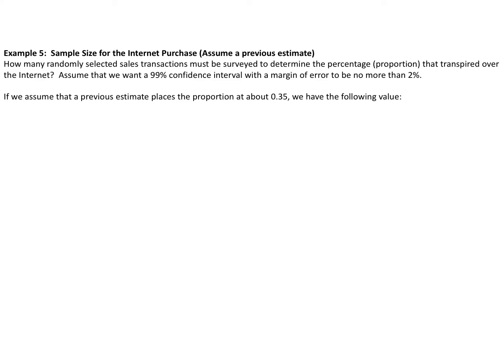Now let's consider the same example where we want to estimate our sample size, n, but in this situation, you'll see that we're given a little bit more information. So again, we want to know how many randomly selected sales transactions must be surveyed to determine the percentage of transactions that transpire over the internet. So that's p.